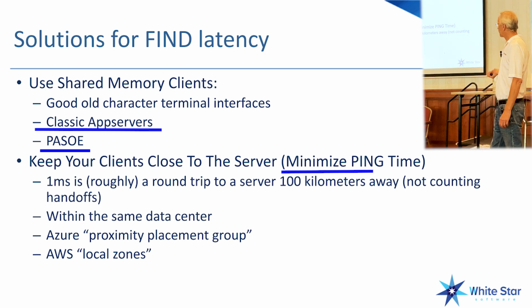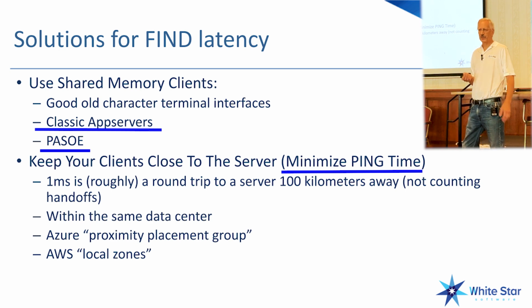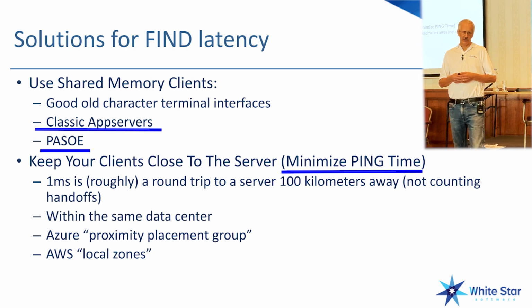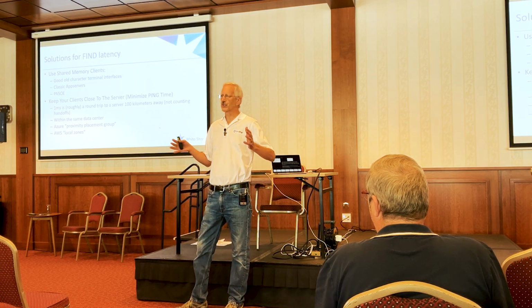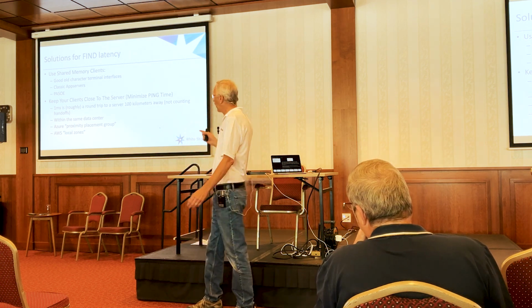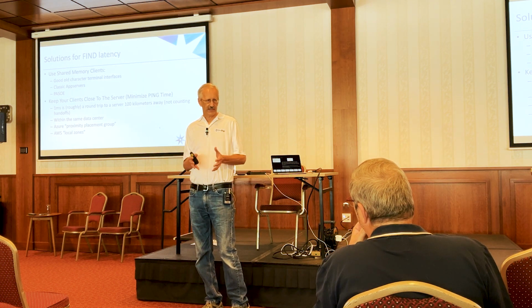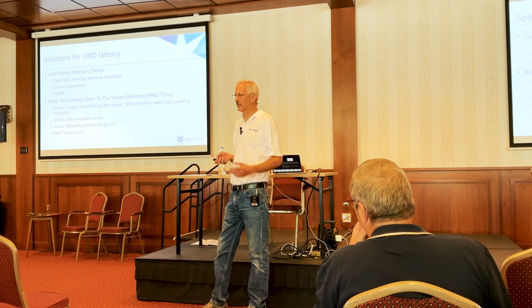You can minimize ping time. If you keep in mind that 1 millisecond is not really good. 1 millisecond is a server that's 100 kilometers away. So that's not really local. If you're within the same data center, then you're in that 0.0-some-odd millisecond kind of range, then you're probably okay. If you're running in Azure, then you want to use what's called a proximity placement group. That's Azure's term for two servers that are right next door to each other. And yeah, you have to pay extra for that. Or if you're in AWS, you can use something called local zones, which is the same thing. They're servers that are right next to each other, probably in the same rack. And they'll have very good ping times.